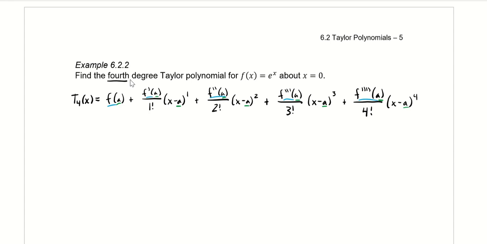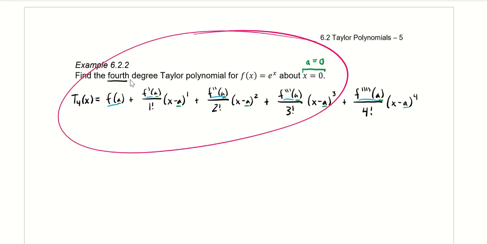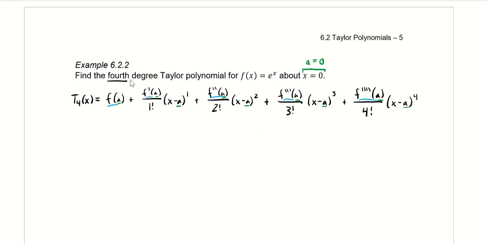Our a is the specific value of x that we're interested in, the specific point on our function. Here, we once again are doing this about x equals 0, which means our a is 0. Because of that, this is another Maclaurin polynomial. It's the same thing as saying find the fourth degree Maclaurin polynomial for the function f of x equals e to the x. So this is also a Maclaurin polynomial.